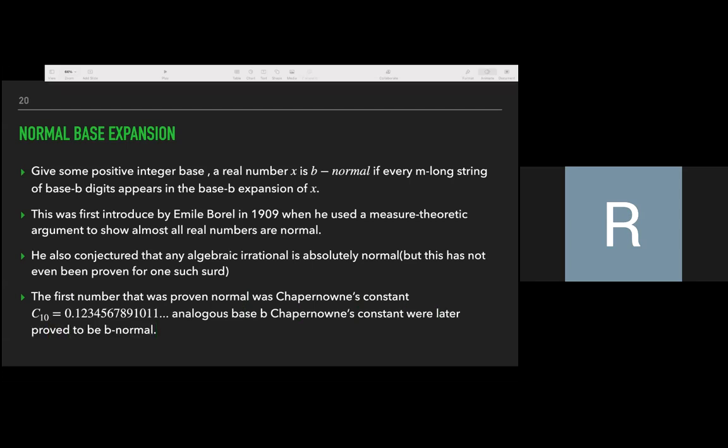The first number that was proven normal in some base was Champernowne's constant, which is just concatenating every single natural number, and it was proven to be 10 normal. There are analogous base B Champernowne constants that were later proved to be normal in their base.